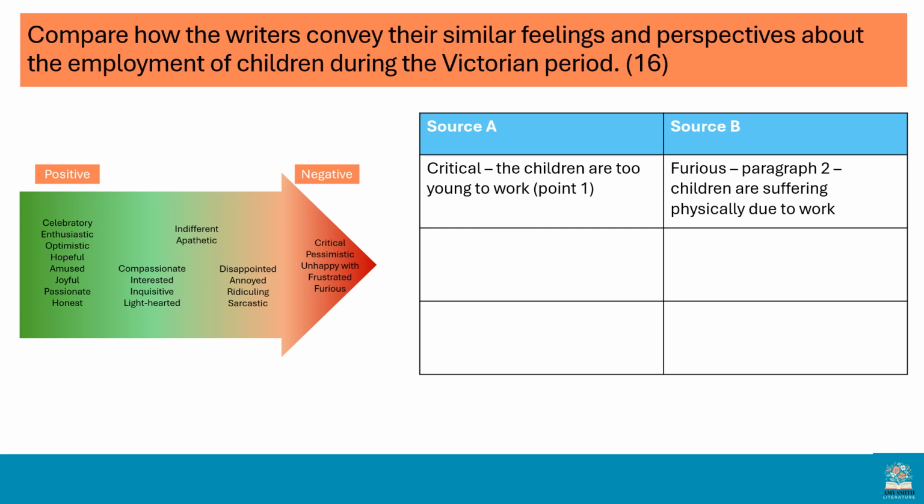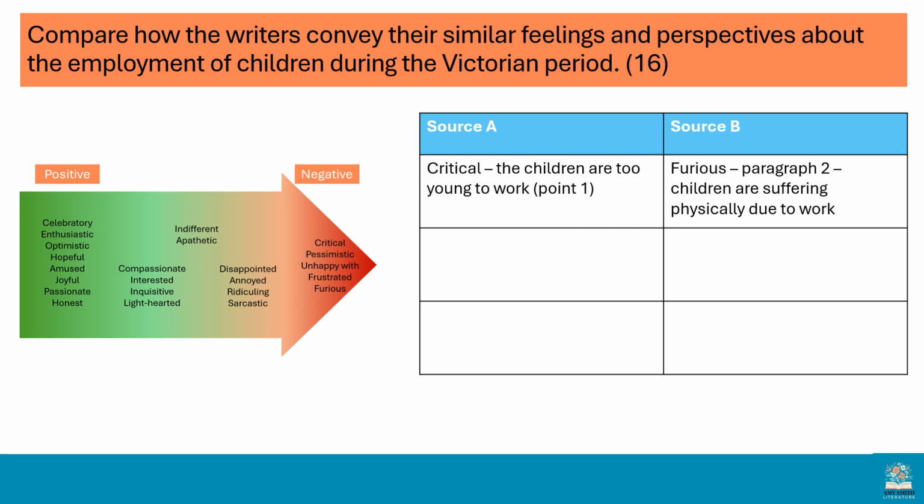And you can see that I've started to fill it in already. So in source A, I've picked a word from my arrow, critical. So that's my negative word. And I said the children are too young to work, and that's in point 1 in source A. And then for source B, I've picked another word from my arrow, which is furious, linking it to paragraph 2 of source B and saying that the children are suffering physically due to work.